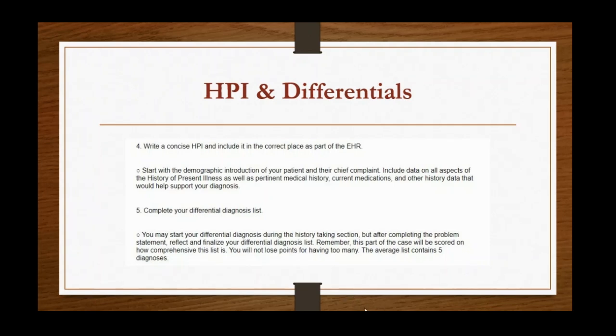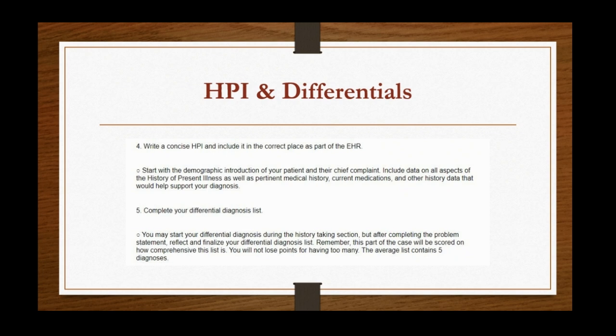HPI or history of present illness and DDX or differential diagnosis. The fourth activity, write a concise HPI and include it in the correct place as part of the EHR. Start with the demographic introduction of your patient and their chief complaint. Include data on all aspects of the history of present illness as well as pertinent medical history, current medications, and other history data that will help support your diagnosis.